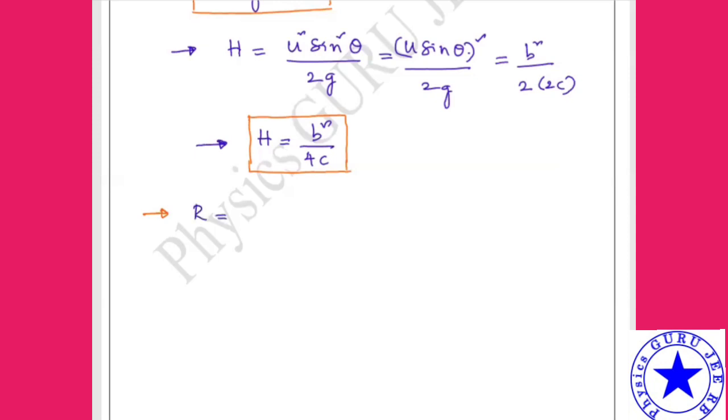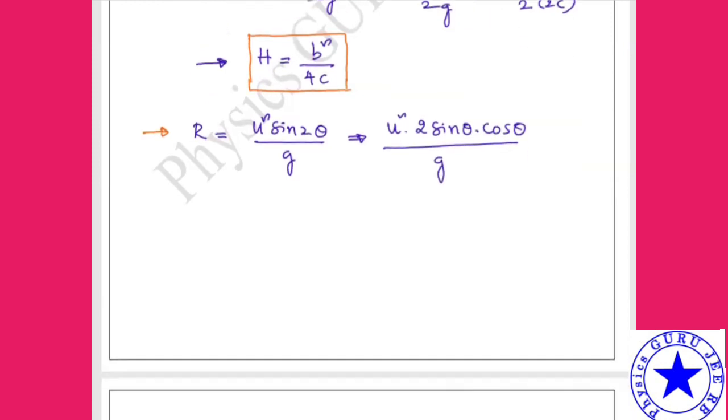Range is nothing but u square sine 2 theta divided by g. This is the formula for range. Now u square sine 2 theta can be written as 2 sine theta into cos theta. Already we discussed, divided by g. Now I'll write r is equals to 2, you keep aside 2, into u square is there, no? You'll separate that one, u sine theta one, next u cos theta, like this. u sine theta and u cos theta. Hope this is clear.